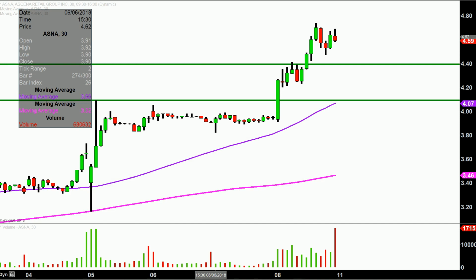Now, don't get me wrong. If the price falls below $4.40, by no means am I saying the entire chart's ruined or anything like that. But yeah, if the price can somehow manage to stay up above that level, that would certainly be a huge sign of power going forward.